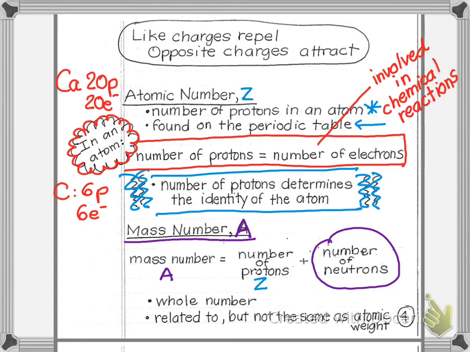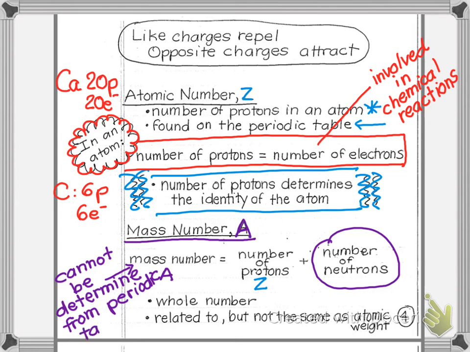Now, I cannot determine the mass number from the periodic table. This is not something that I am going to be able to just look up. This is something that usually in some way or another is given to me. A lot of times they'll either give me the mass number and ask for the number of neutrons, or they'll give me the neutrons and ask for the mass number. But this mass number cannot be found from the periodic table. Now it always has to be a whole number. It's all because you're adding the number of protons and the number of neutrons, and those aren't fractions or decimals. Those are whole numbers.